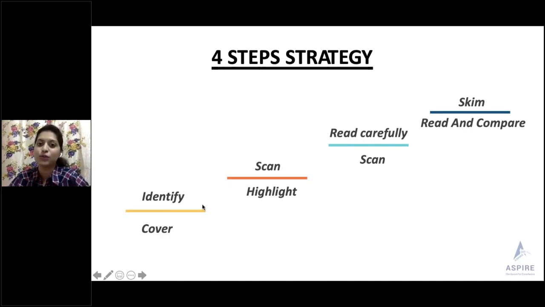So generally, how do we go about the reading module? We identify, we scan, and then we read carefully, get an answer, mark an answer, and then you skim. Skim is basically fast reading. You just try to get the purpose of it.